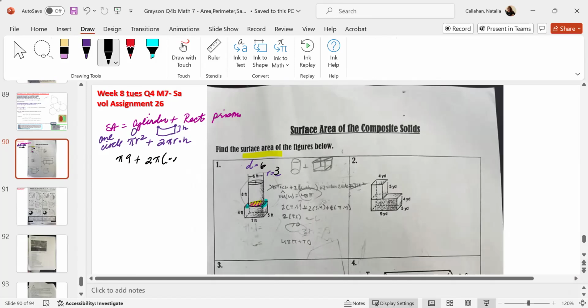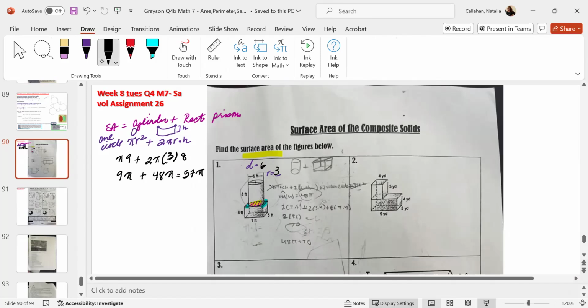And what's the height? What's your height? 8. 8. Yep. Okay, so then 9 pi, 2 times 3 is 6, 6 times 8 is 48 pi, which is then going to be 57 pi, correct? And that's without that circle, correct?